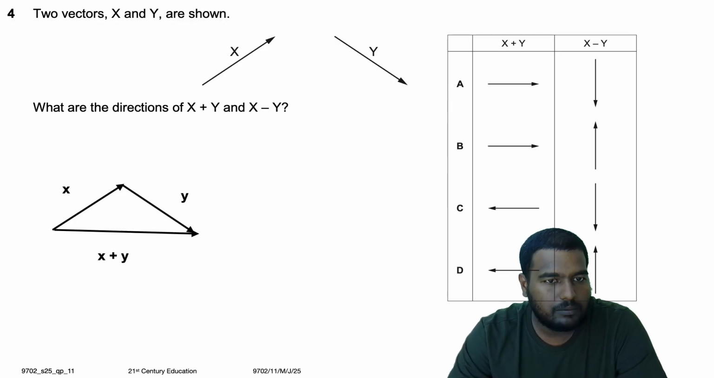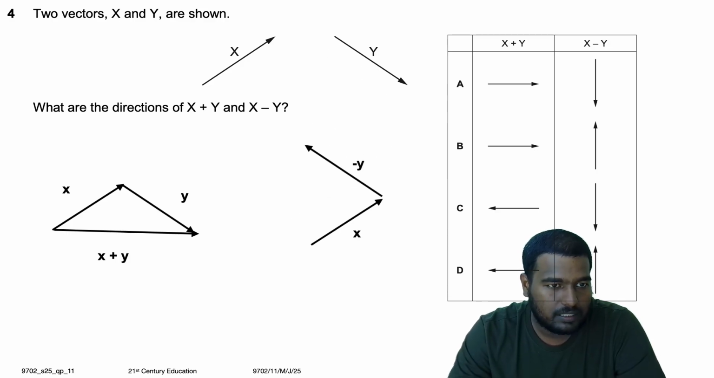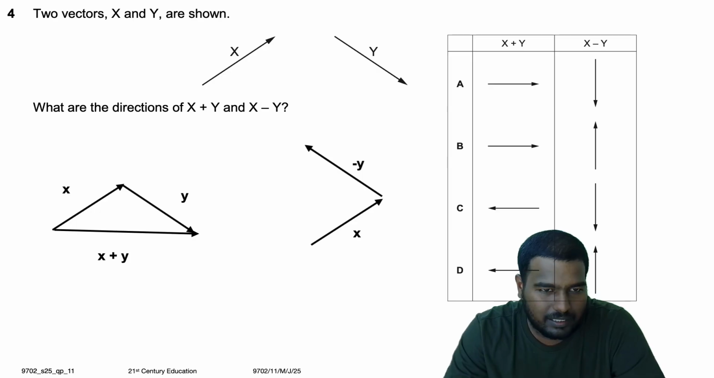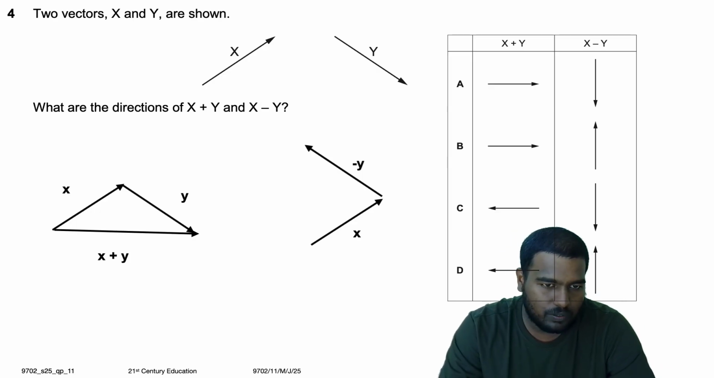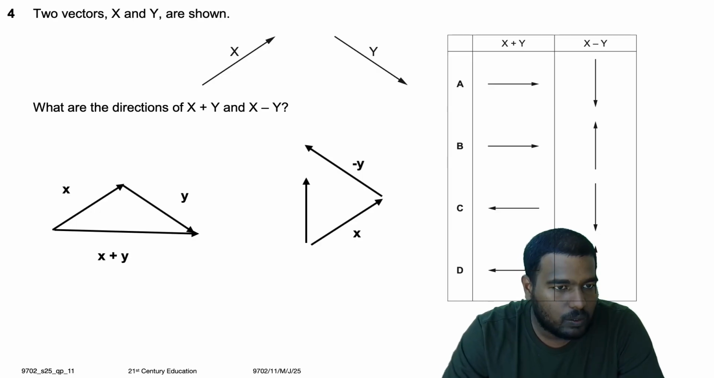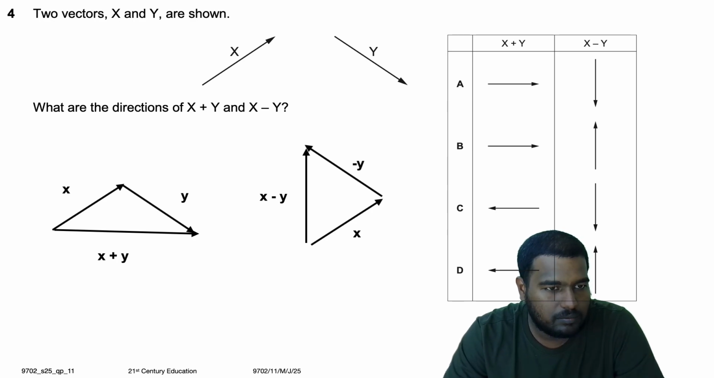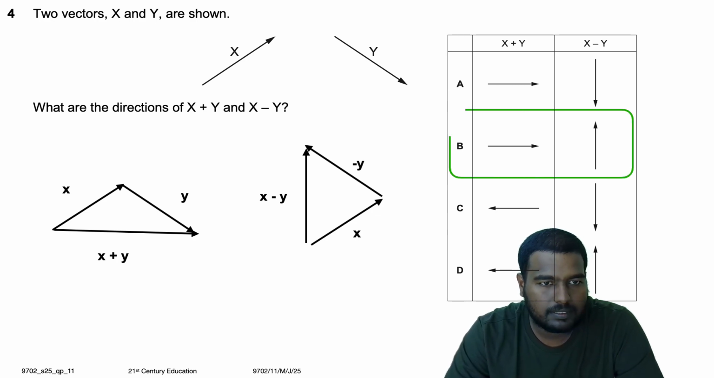Now we want x minus y. So instead of x minus y, let's take x. Y is this, so minus y is this. So this is just x plus, open the bracket, minus y, close the bracket. Eventually it is x minus y only. So this is x plus y, and this is x plus minus y. So it's horizontal to the right and vertical up. So option B.